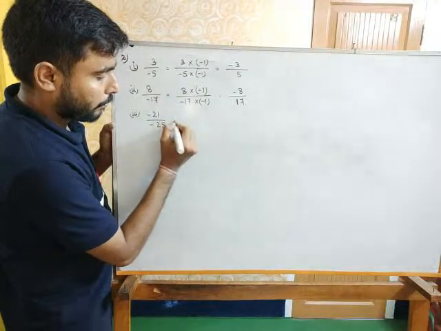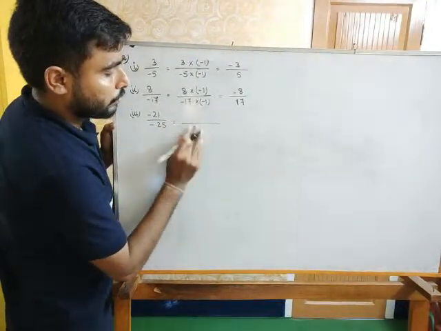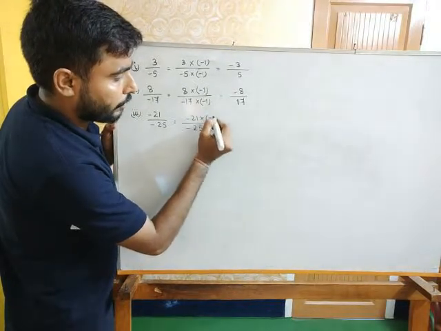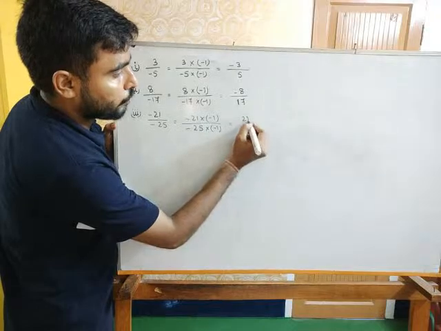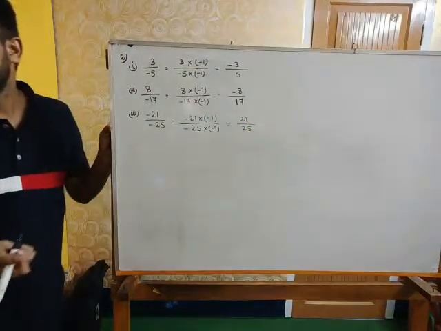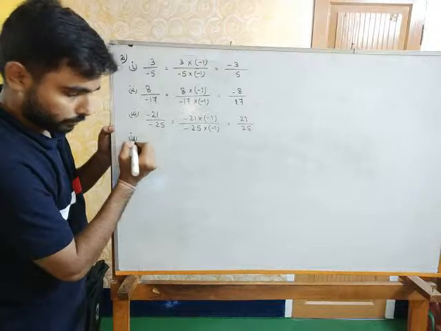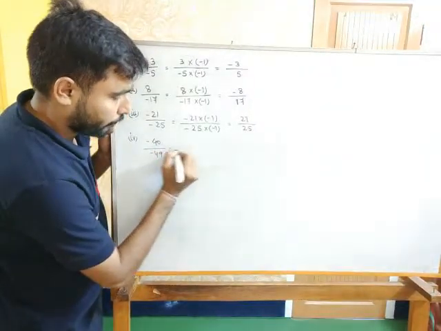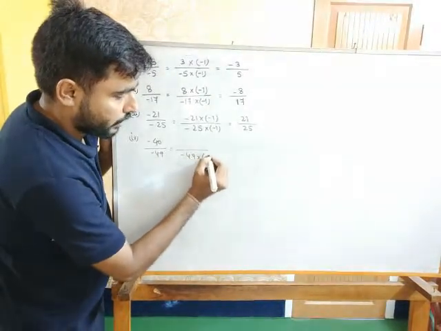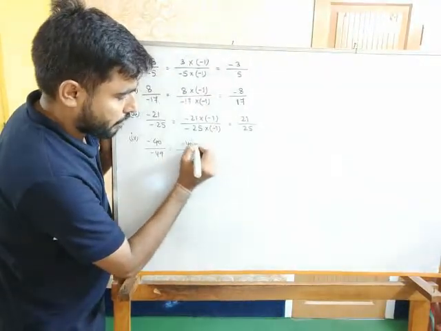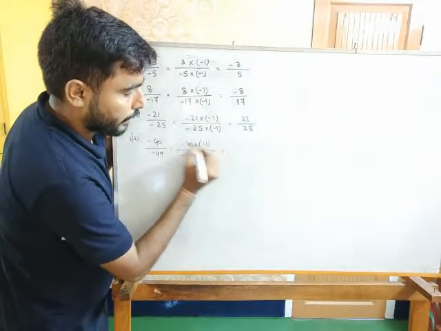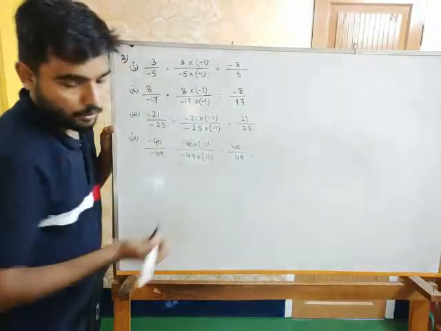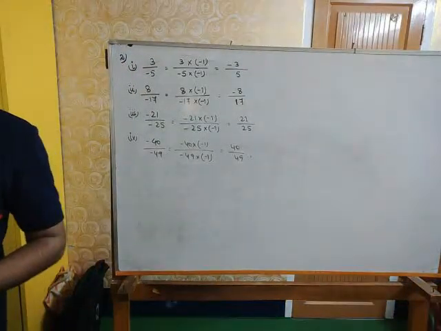21 by minus 25. So minus 25 into minus 1, minus 21 into minus 1, gives plus 21 by plus 25. Same, minus 40 by minus 49: minus 40 into minus 1 will be plus 40, minus 49 into minus 1 is plus 49. This is your answer. Note it down, please.